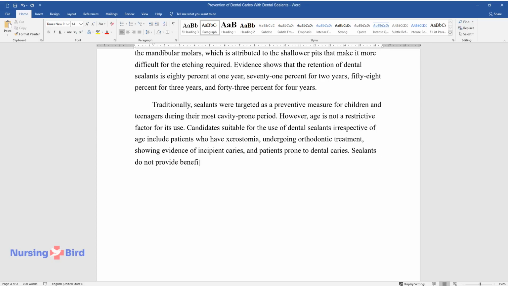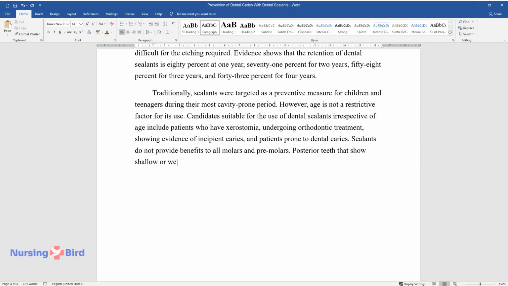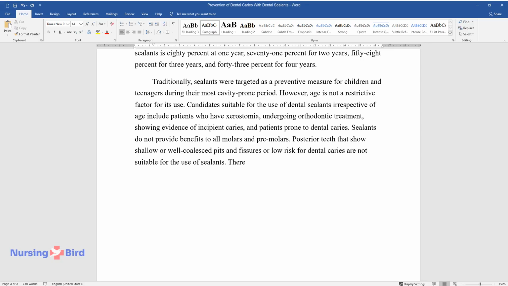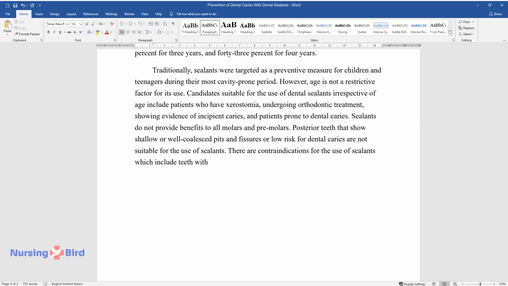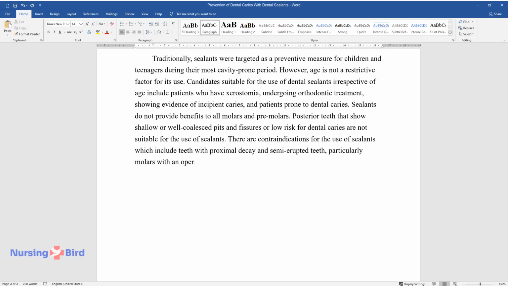Sealants do not provide benefits to all molars and premolars. Posterior teeth that show shallow or well-coalesced pits and fissures or low risk for dental caries are not suitable for the use of sealants. There are contraindications for the use of sealants which include teeth with proximal decay and semi-erupted teeth, particularly molars with an operculum present.